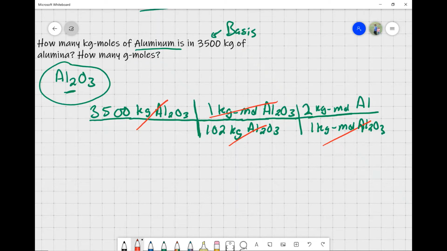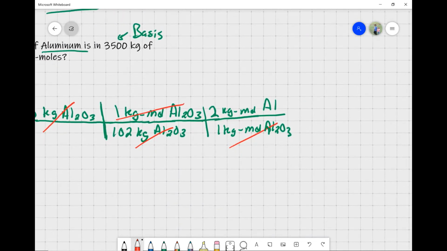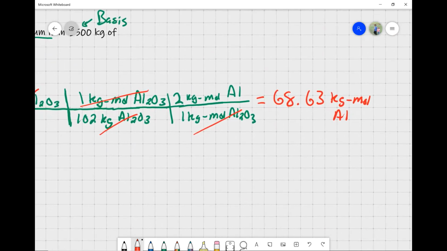The answer is 68.63. Work along with me and see if you get the same answer. If you don't, you can email me. 68.63 kilogram moles of aluminum. That's what we were looking for, so this is our answer.